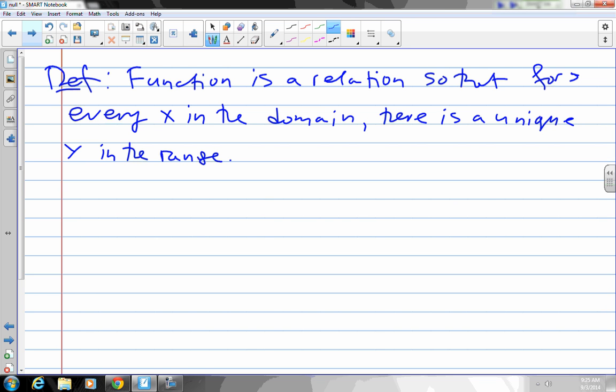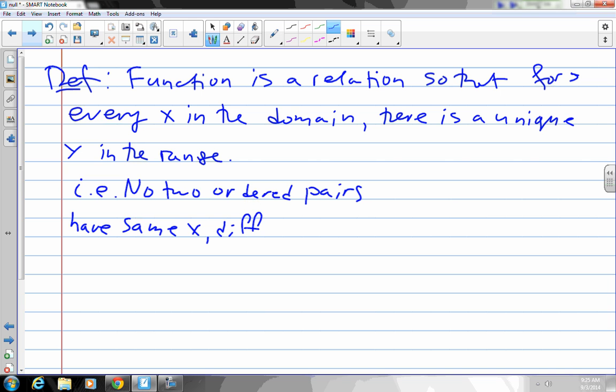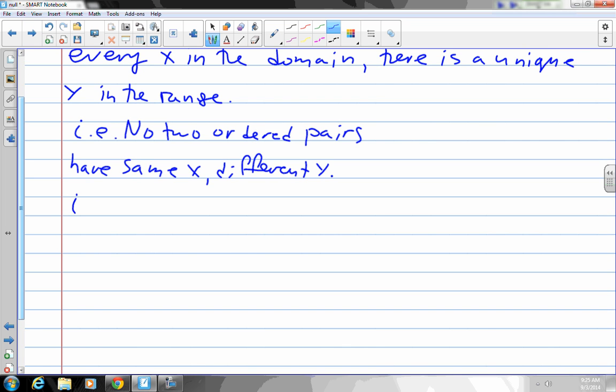So when you look at the ordered pairs, there are no two ordered pairs that have the same x value but different y value. Okay? So no two ordered pairs have same x, different y. It's okay to have different x, same y, but not same x, different y. So in other words, no repetition in the x.